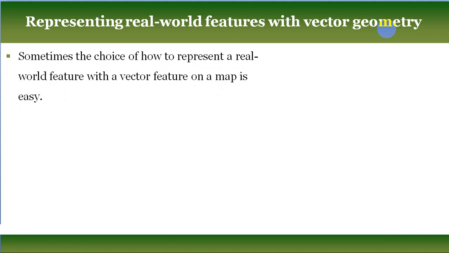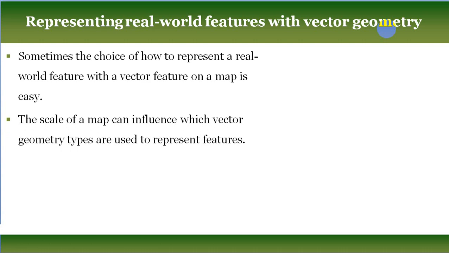Sometimes the choice of how to represent a real world feature with a vector feature on a map is easy. So how can I represent a building? The answer is very easy. I will represent it using a point. How can I represent a road? I will represent a road as a line, river as a line. How can I represent a district boundary? The answer is very easy. We will represent it using a polygon.